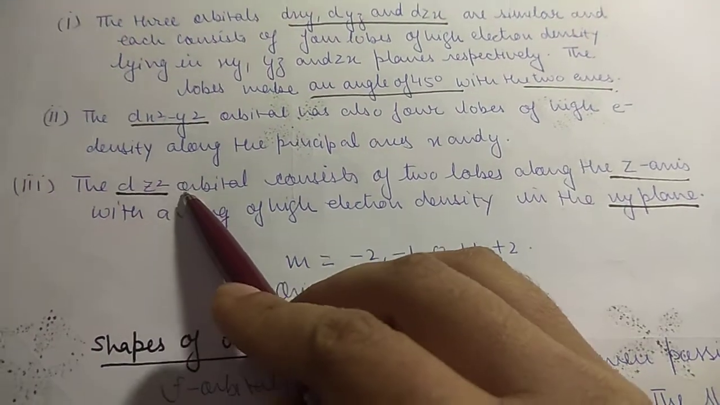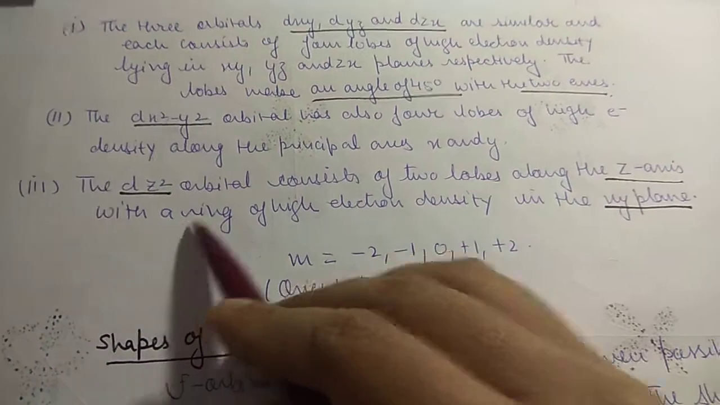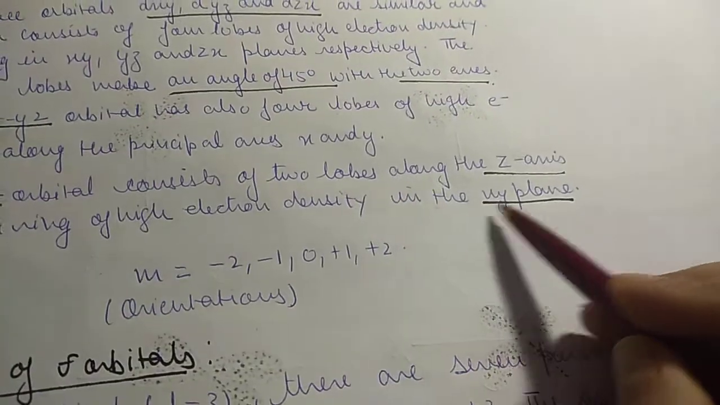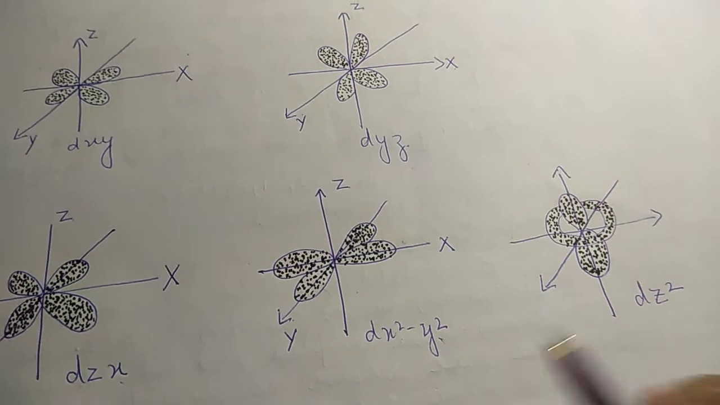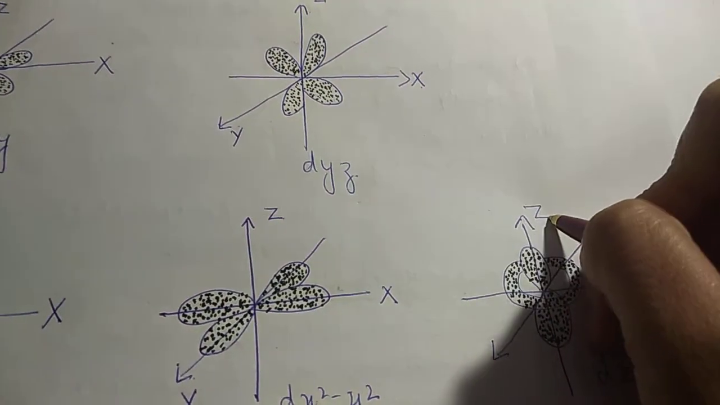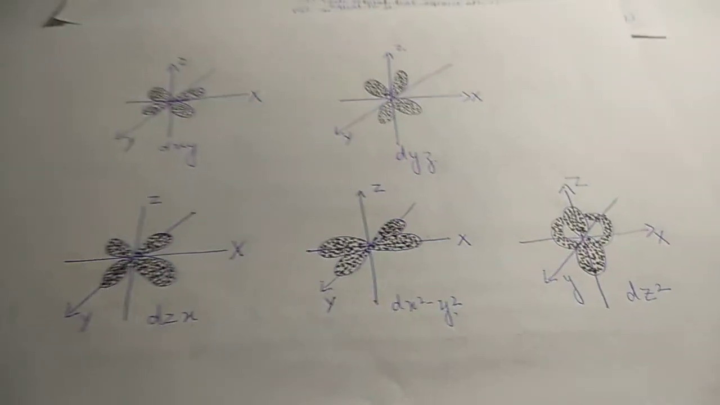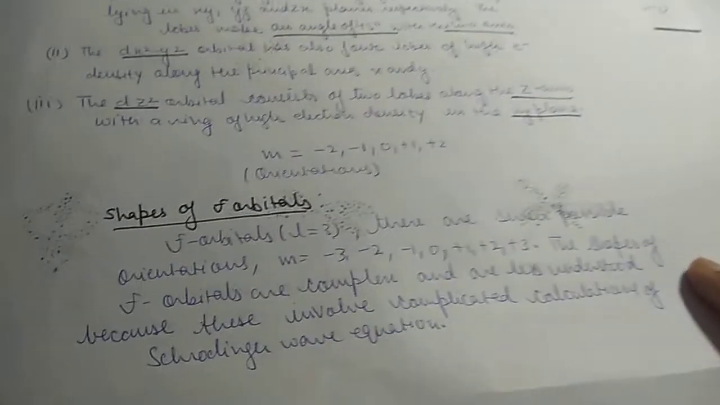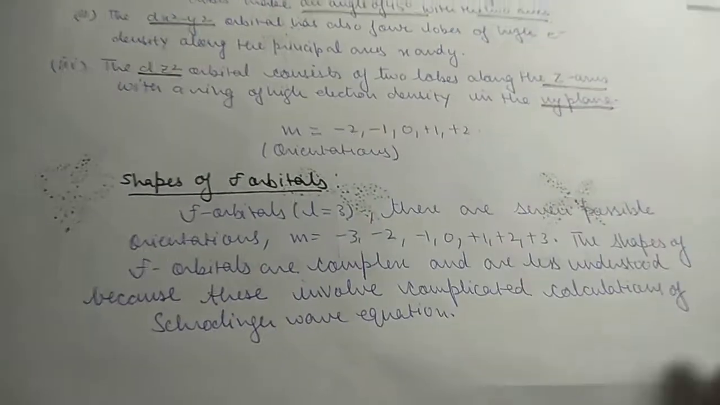And dz square orbital consists of 2 lobes. It has 2 lobes along z axis with a ring. Yes, this I have told you, the ring of high electron density in the xy plane. This is the ring of high electron density in x and y plane. I'll make this. This is z, this is y, and this is x. So these are the main features of these lobes, and orientations I have told you, -2, -1, 0, 1, 2, the value of m.